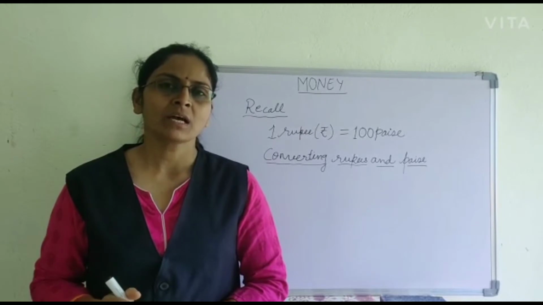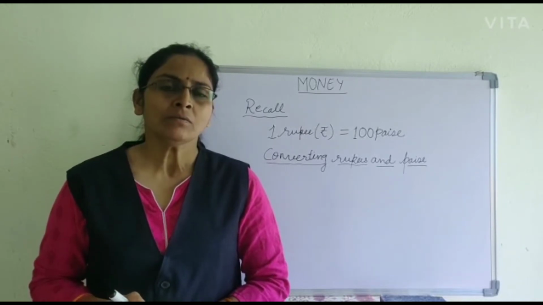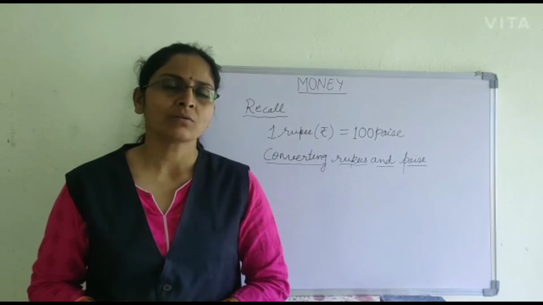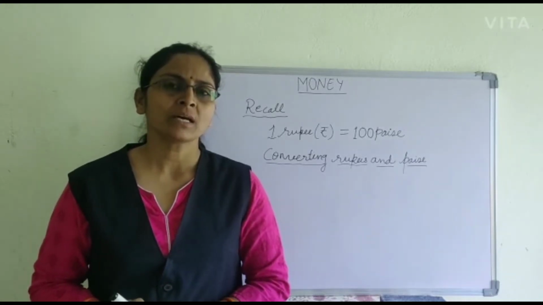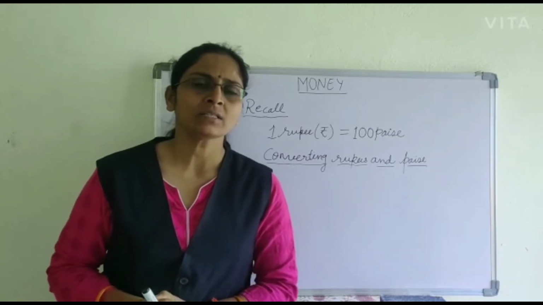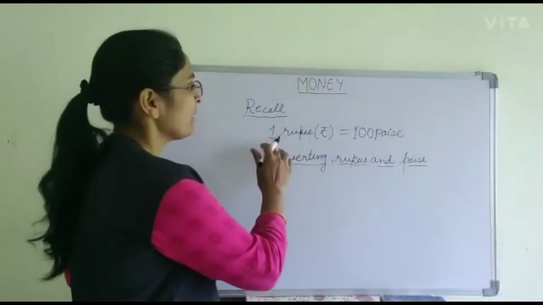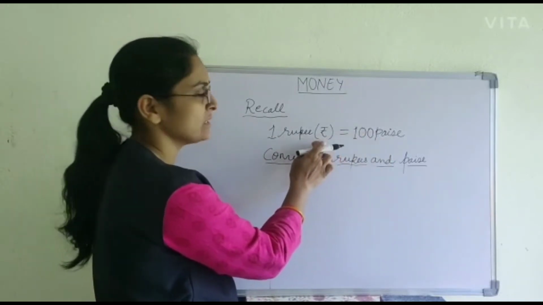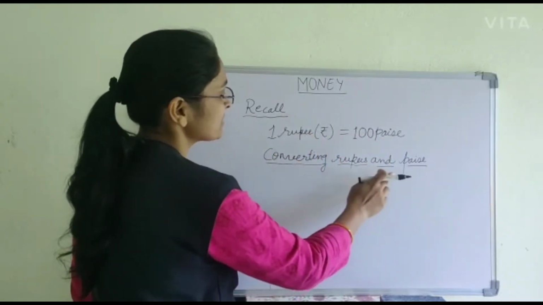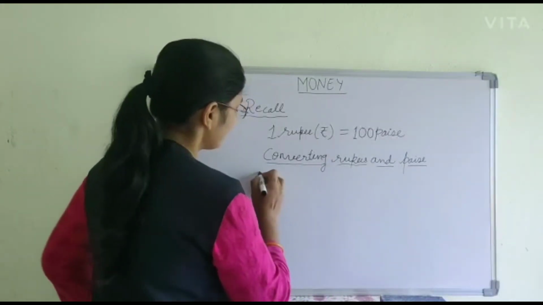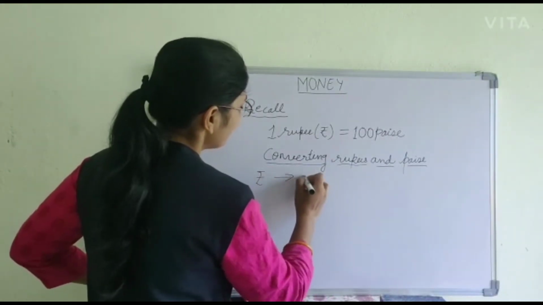In the previous class, you already learned 1 rupee is equal to 100 paisa, and how to convert rupees into paisa and paisa into rupees. So we are just recalling these things. 1 rupee is equal to 100 paisa, and this is the sign of rupee. Now convert rupees to paisa.